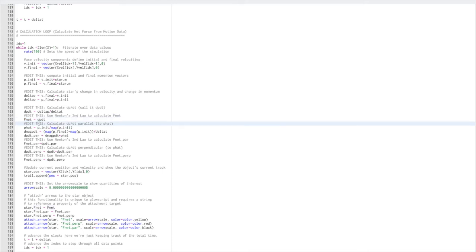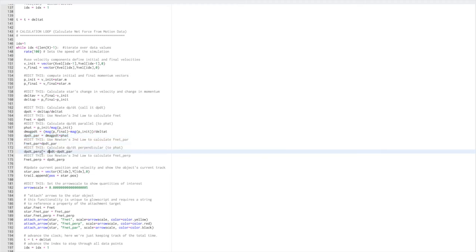The next steps calculate F net parallel and F net perpendicular. First, we calculate the unit vector p hat by dividing p initial by the magnitude of p initial. Next, we calculate the derivative of the magnitude of the momentum by subtracting the magnitude of p initial from the magnitude of p final and dividing by delta t. This allows us to find dp/dt parallel, which is simply equal to the derivative of the magnitude of p times p hat. dp/dt parallel is equal to F net parallel.